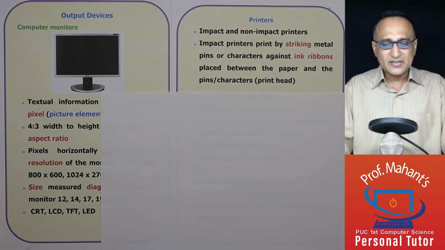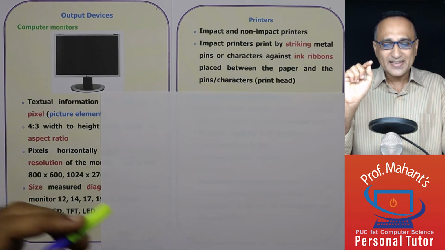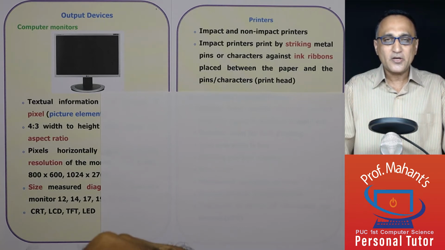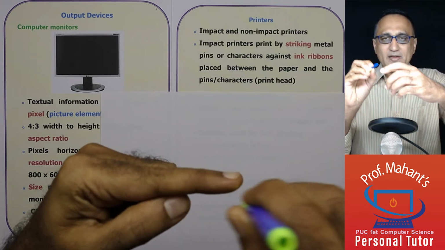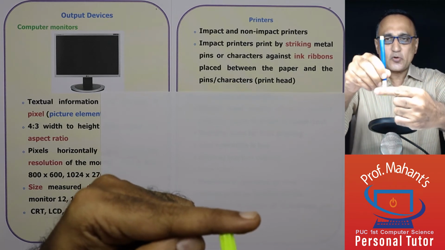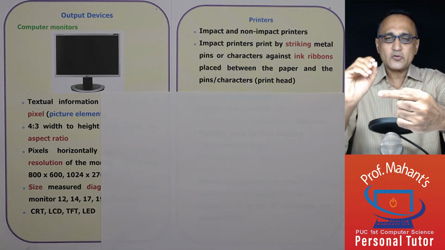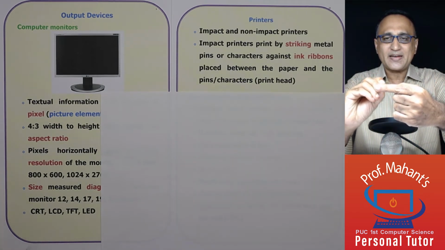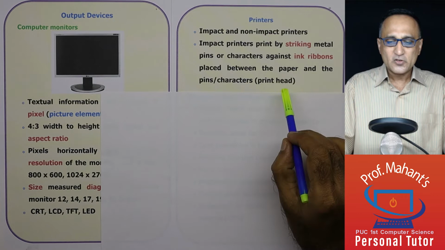The impact printers print by striking pins or metal characters against ink ribbons onto the paper. So suppose this is my head, then this is my paper. In between this, there is going to be an ink ribbon. So when I strike the ink ribbon, it's going to form characters on the paper.